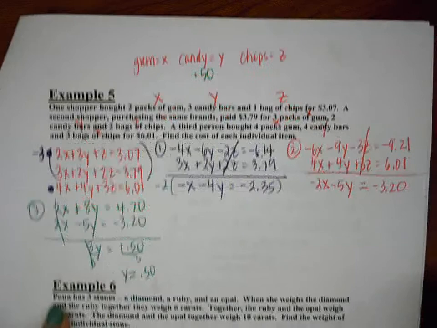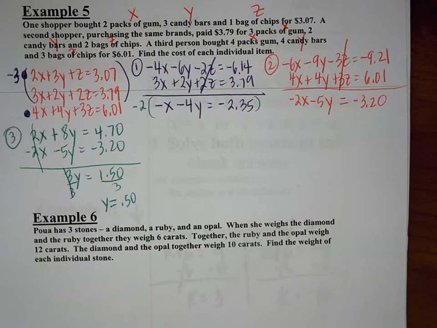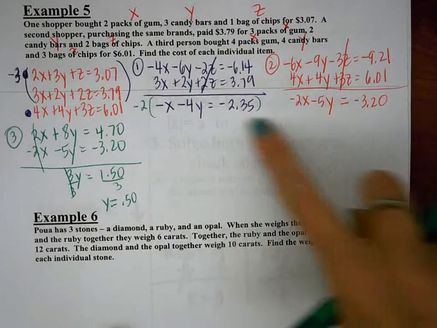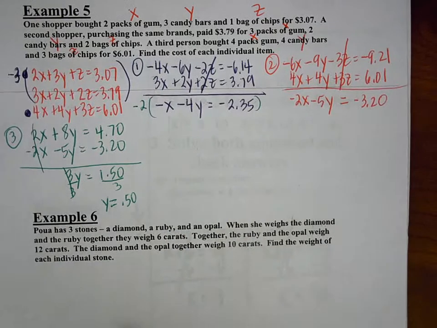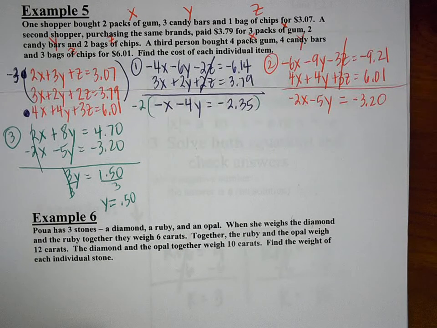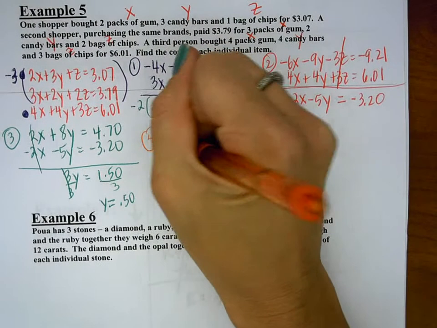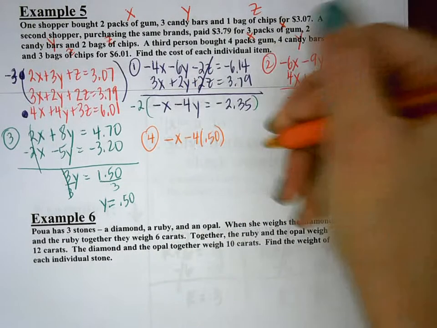Okay, so now I start to find x and z. What do you think will be easiest to do next? Which variable? X's. Why are x's easy? Good, all you have to do is plug it into one of these equations, right? And I'm thinking this one looks easier just because it's smaller, but you could use either one. Okay? So my step 4 now is going to be written as negative x minus 4 times 0.50 or 0.5 equals negative 2.35.